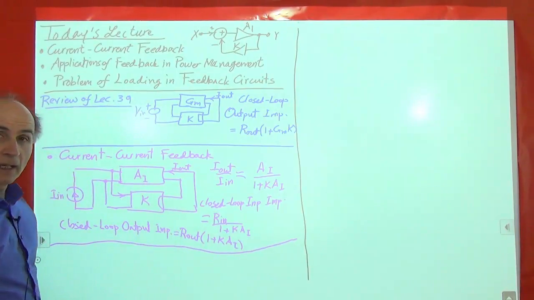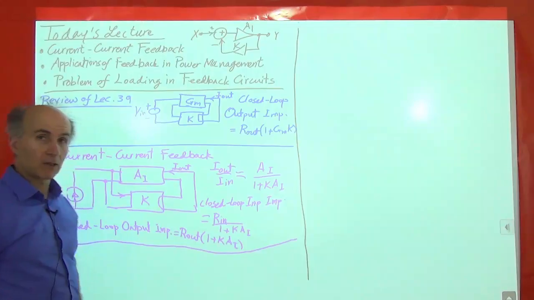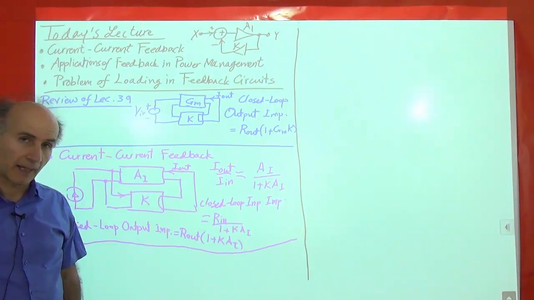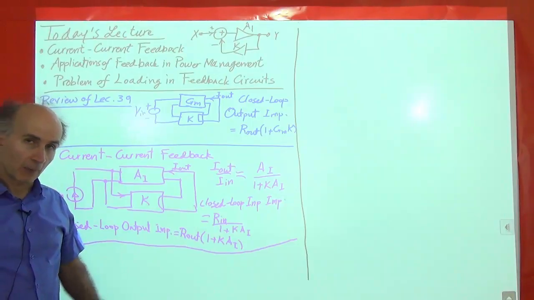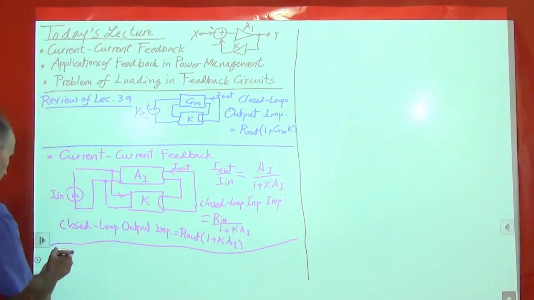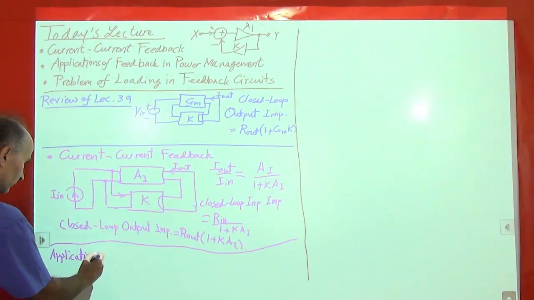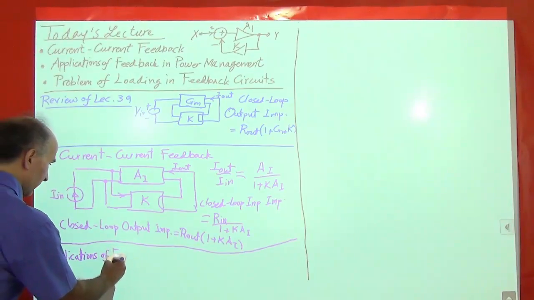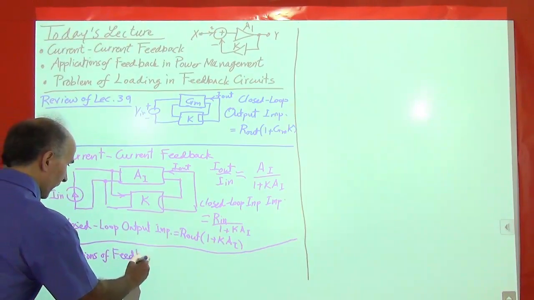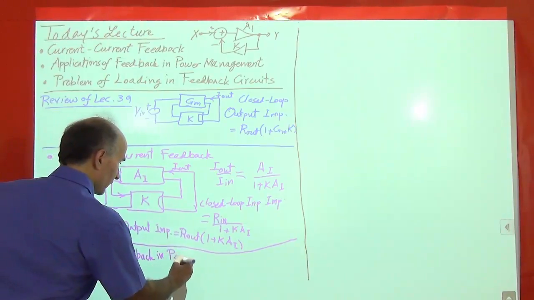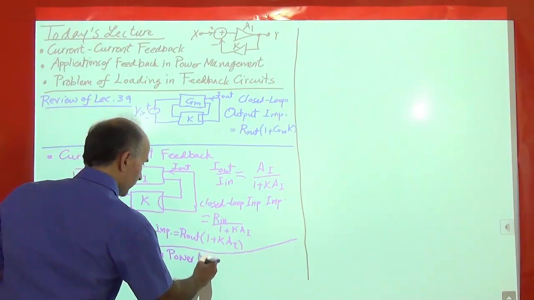And now I would like to talk about some applications of these various ideas that we've seen in power management. Now, what do we mean by power management? So let's write here: applications of feedback. By feedback, we mean negative feedback, in power management.